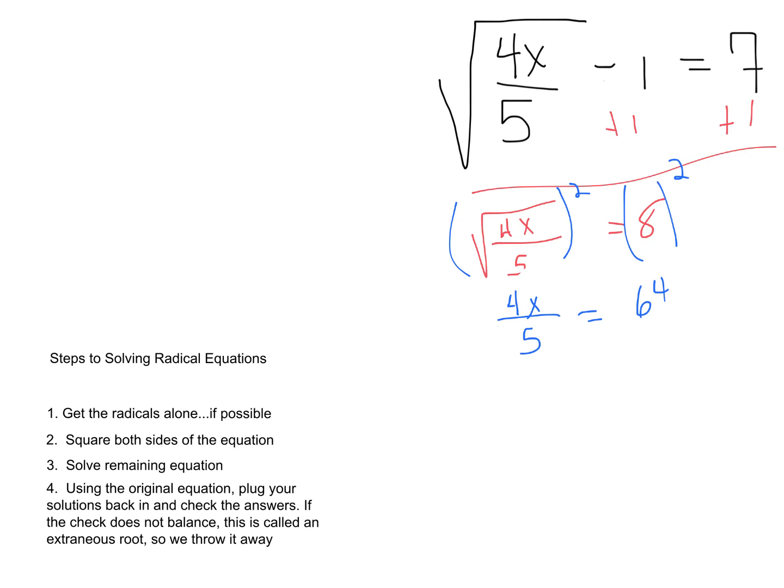Now we're going to get rid of the ugly fraction. So it's times by 5 because we now are solving. So let's cancel. 4x now equals 320 divided by 4. X equals 80.